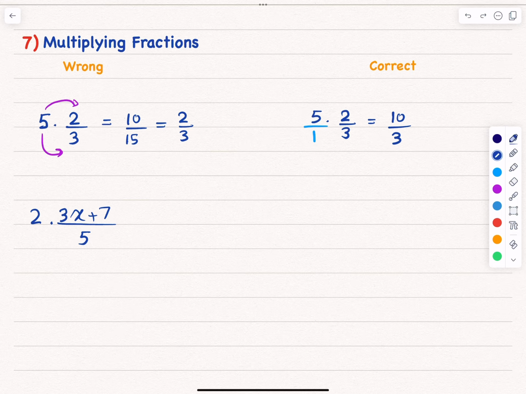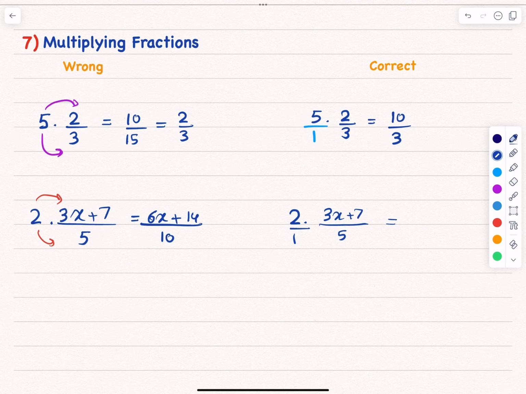In the same way here, we cannot multiply 2 by the 5 in the numerator and say 2 multiplied by 3x, 6x, then 2 times 7, 14. Down, 2 multiplied by 5 would be 10. This is wrong. To do it in the correct way, again, we put a denominator of 1 under 2.